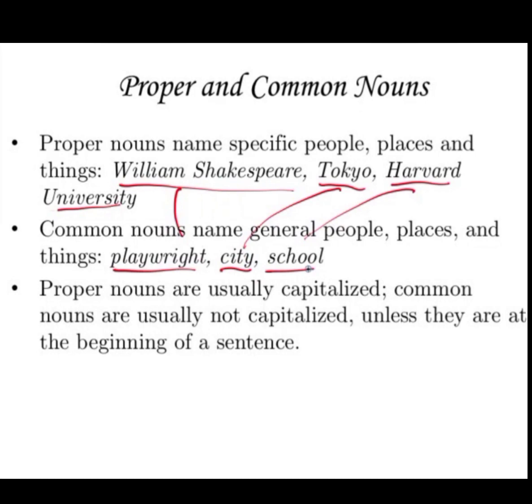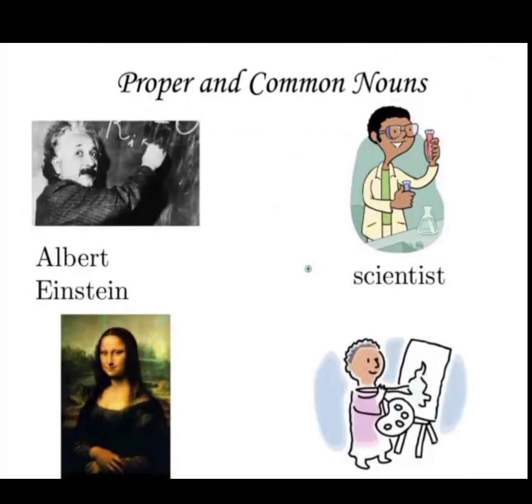Now, the way to tell a proper noun from a common noun is that proper nouns are usually capitalized, and common nouns are usually not, unless they're the first word in the sentence, in which case you always capitalize the first word in the sentence. Proper nouns are almost always capitalized, except for people like E.E. Cummings or K.D. Lang, who insist on spelling their name with lowercase letters. But aside from exceptions like that, proper nouns are capitalized, and common nouns are not, unless they're at the beginning of a sentence. Let's look at a couple of examples.